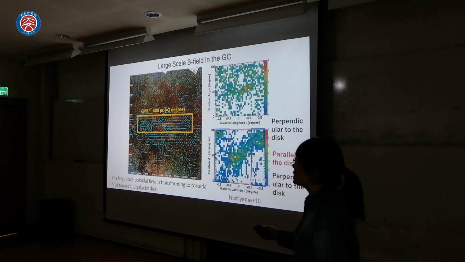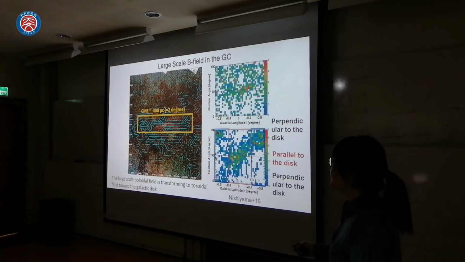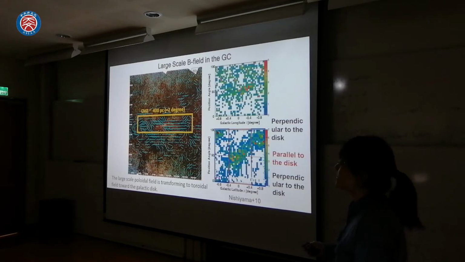So we can see this trend more clearly in this plot. This is the B field position angle as a function of Galactic latitude, and this is the disk. So 90 degrees means parallel to the disk, and 0 and 180 mean perpendicular to the disk. So we can see a clear trend that the field line is transformed from poloidal field to toroidal field.